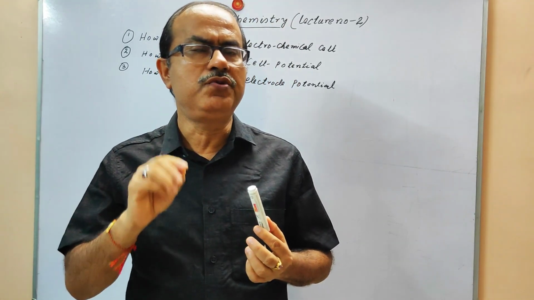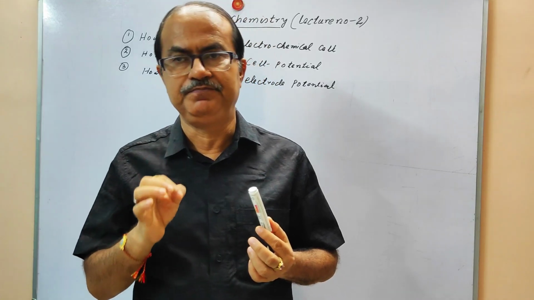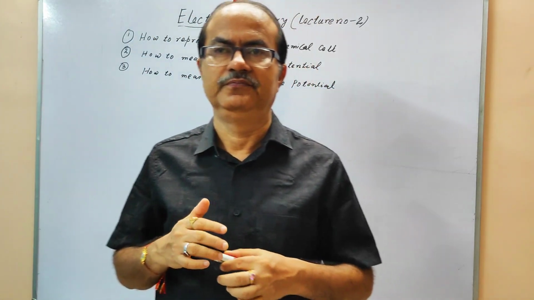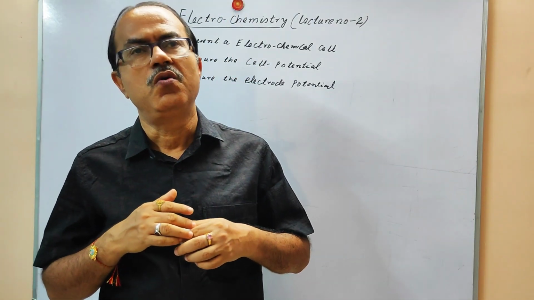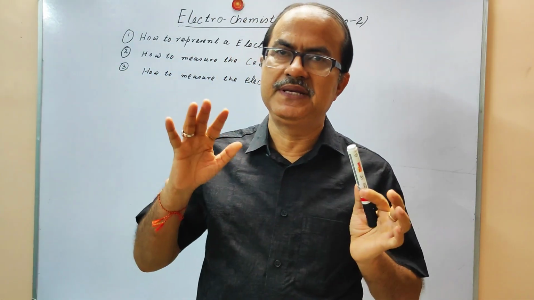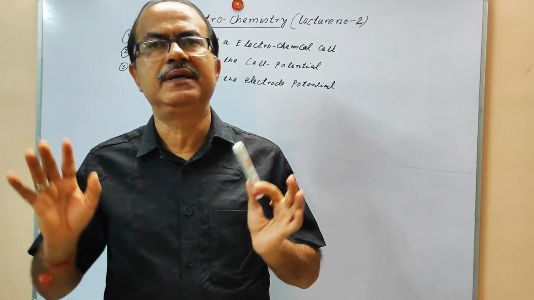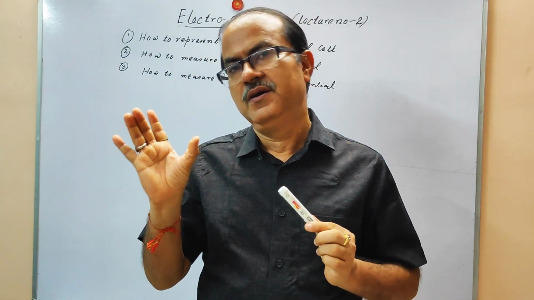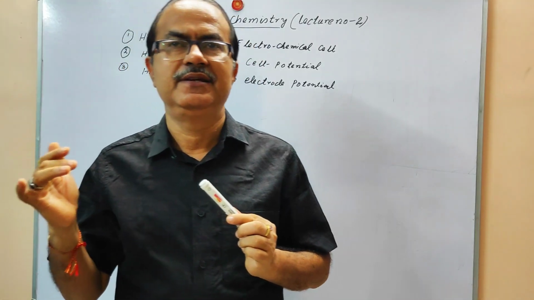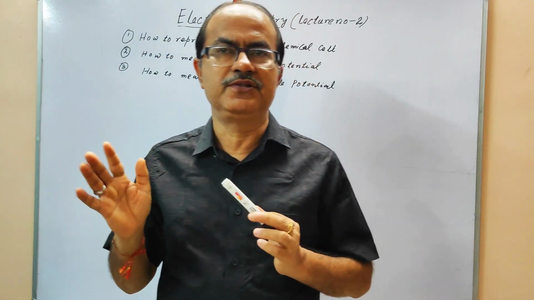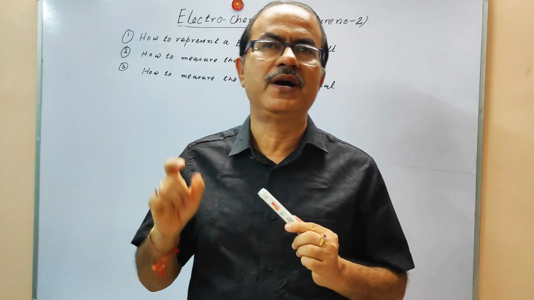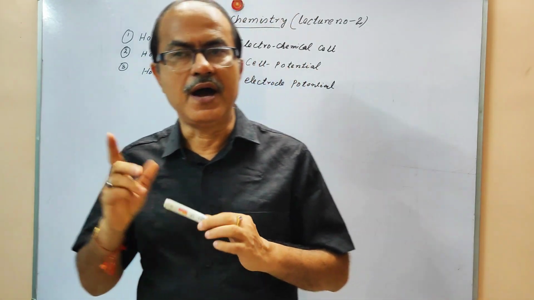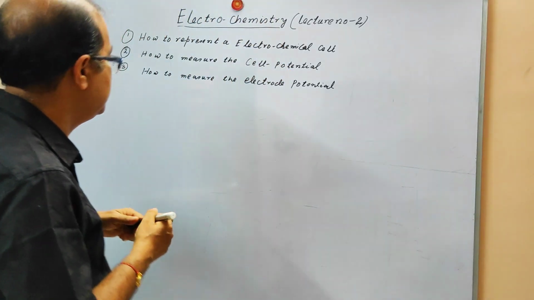Now we discuss how to represent an electrochemical cell. It is a convention as per IUPAC. When we represent the electrochemical cell, on the left hand side of the representation we have to put the anode. On the right hand side, there will be the cathode. And how to represent that, let us understand.